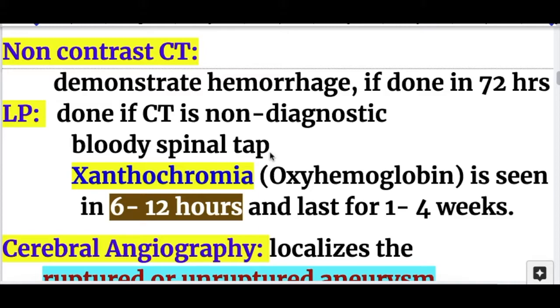Now, lab investigation of subarachnoid hemorrhage. Non-contrast CT demonstrates hemorrhage if done within 72 hours. Lumbar puncture is done if CT is non-diagnostic. It gives a bloody spinal tap, and there is xanthochromia. What is xanthochromia? It contains oxyhemoglobin 6 to 12 hours after the hemorrhage, and it lasts for 1 to 4 weeks.